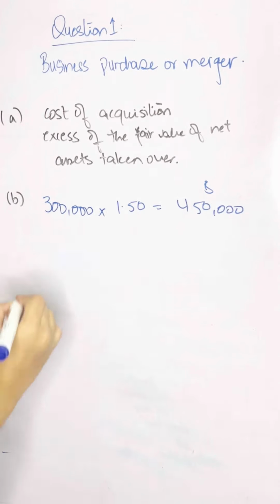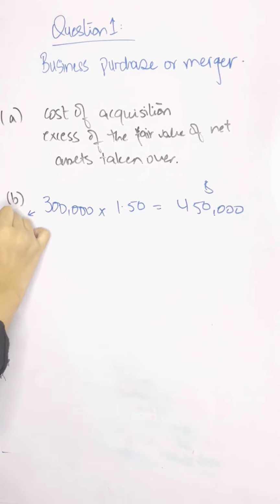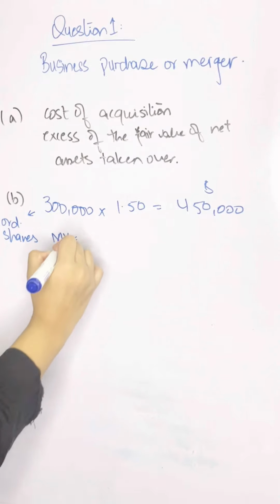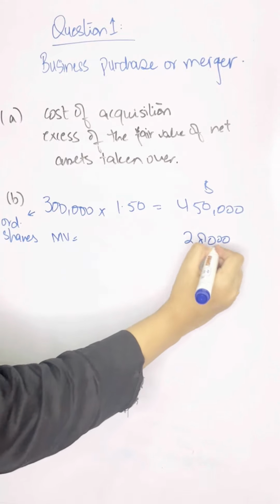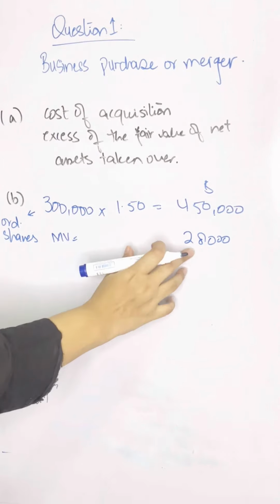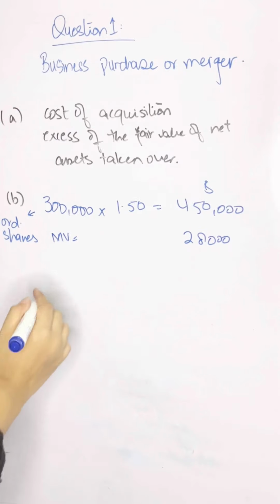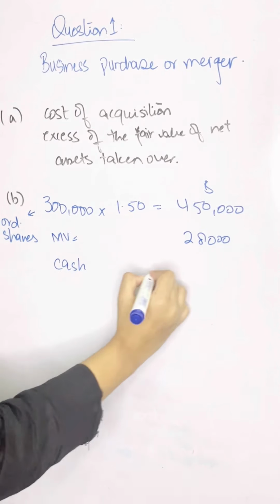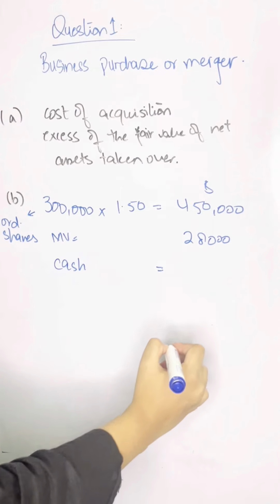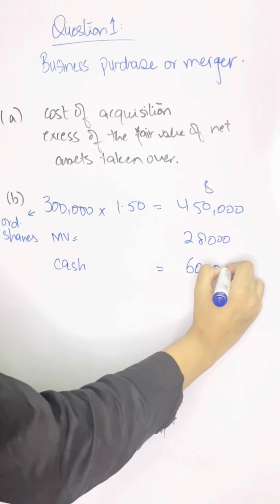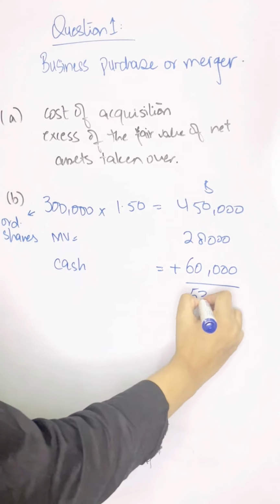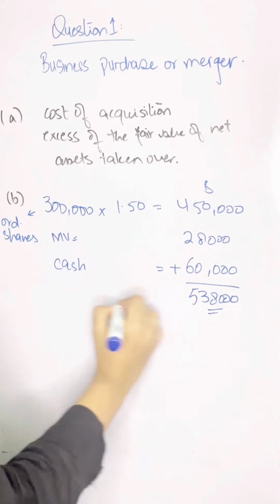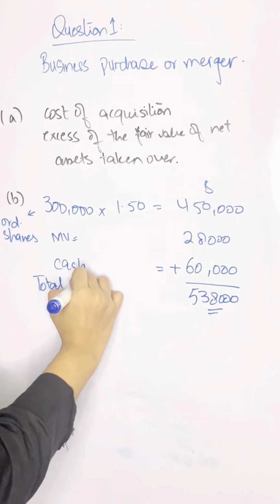The next thing that they took over, this was basically ordinary shares. The next thing that they took over was a motor vehicle at a value of 28,000. So the business purchasing this will be recording at 28,000 because it was taken at this value and not 20,000. The last thing that they paid was cash, 60,000. If you add them all, it is a total of 538,000. So this is the total purchase price.